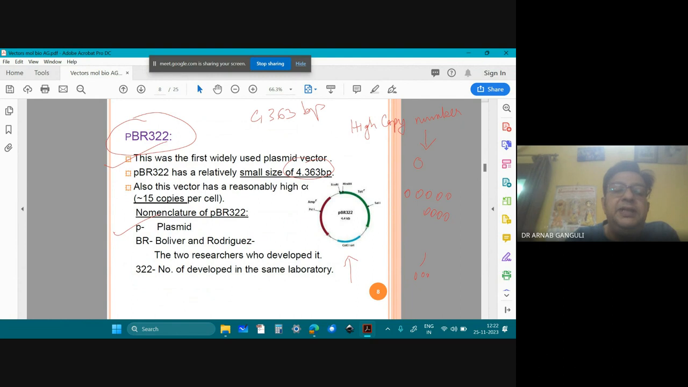And this p means plasmid. BR stands for the researchers who developed it, Bolivar and Rodriguez. And 322 means it is the 322nd plasmid which was developed in that laboratory.